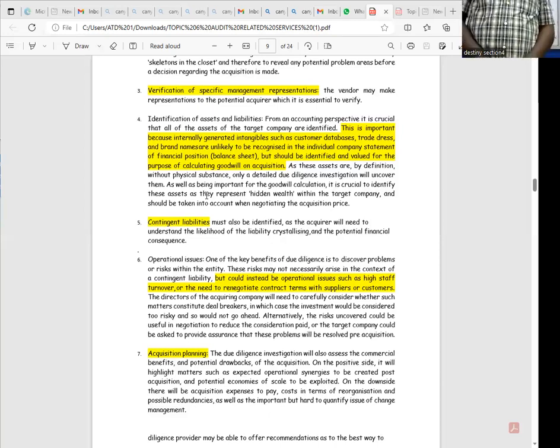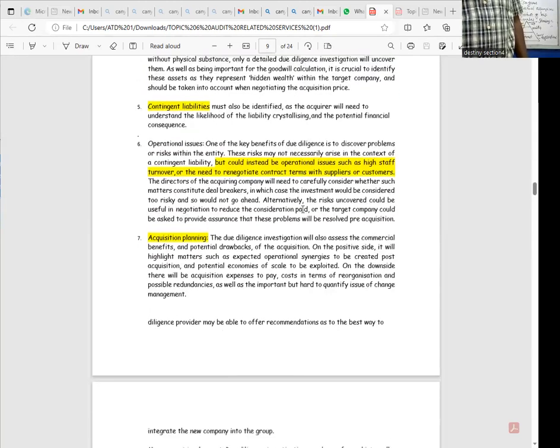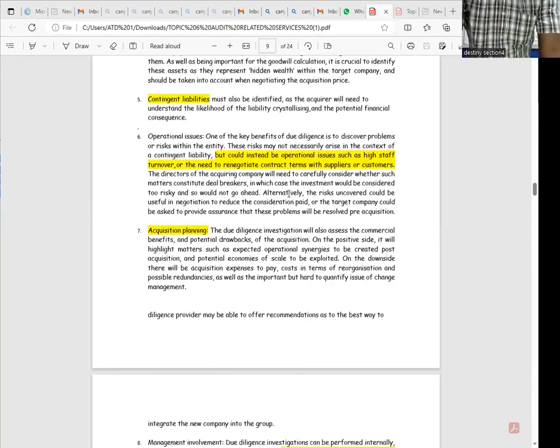As well as being important for the goodwill calculation, it's crucial to identify these assets as they represent hidden wealth within the target company and should be taken into account when negotiating the acquisition price. The next, contingent liabilities must be identified, as the acquirer will need to understand the likelihood of the liability crystallizing and the potential financial consequences.